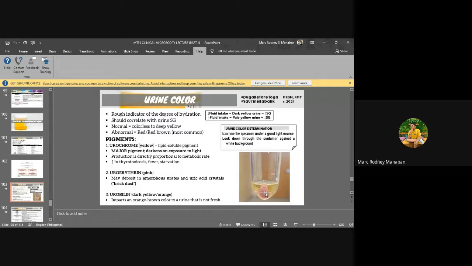All right? And how do we determine urine color? Theoretically, examine the specimen under a good light source and sa container pa lang mismo, you look down sa container against a white background. So ang container, imo siyang i-place against a white background and then you look down sa container and then you examine the color na. Alright? So that's theoretically. But usually sa practice, sa test tube naman ta mag-check sa color, di ba? Pwede ra pod. Okay? But in theory, giingon sa Strasinger. Alright? Basin pangutan mo sa exam. How do you evaluate the color of urine?